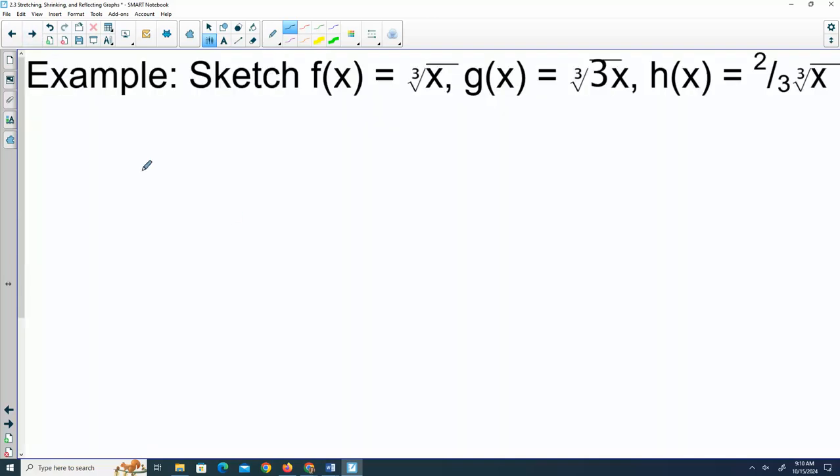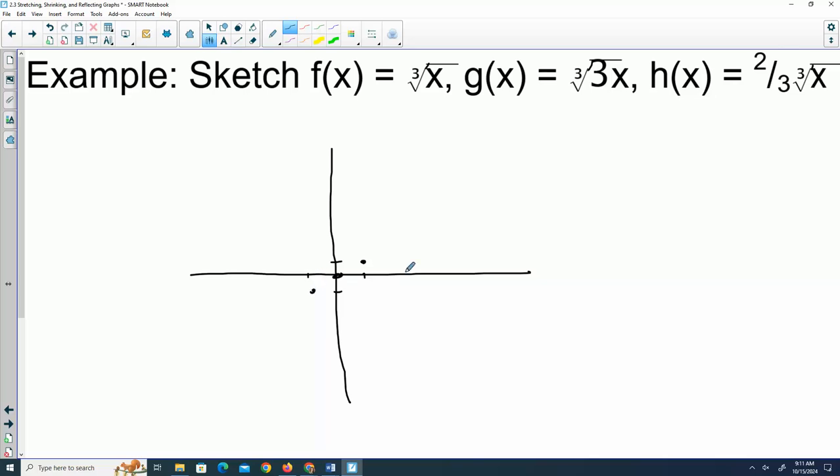Let's look at this one. So we're going to do it all on the same graph. We have a cube root of x, we have a cube root of 3x, and we have a 2/3 cube root of x. What does my cube root graph look like? A chair, but kind of flattened, right? Turned on its side. So the cube root of 0 is 0. Cube root of 1 is 1. Cube root of negative 1 is negative 1.